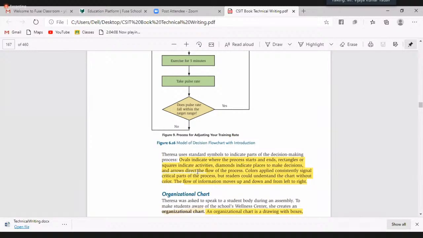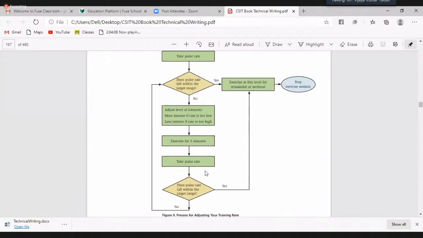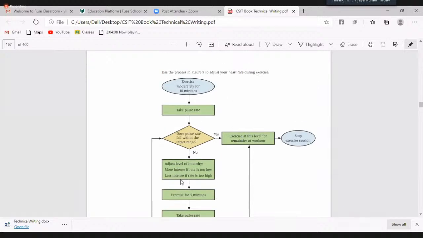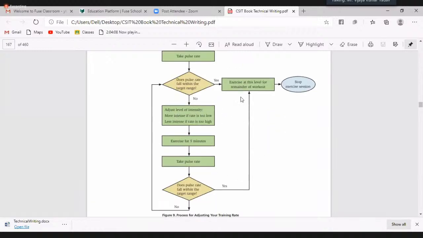Rectangles or squares indicate activities, isn't it? So here a rectangular shape, here a rectangular shape. So these rectangular shapes talk about activities going on, isn't it? So what is given here? Take pulse rate. Then again here, exercise at this level for the remainder of the workout. Then here also given, exercise for 5 minutes.